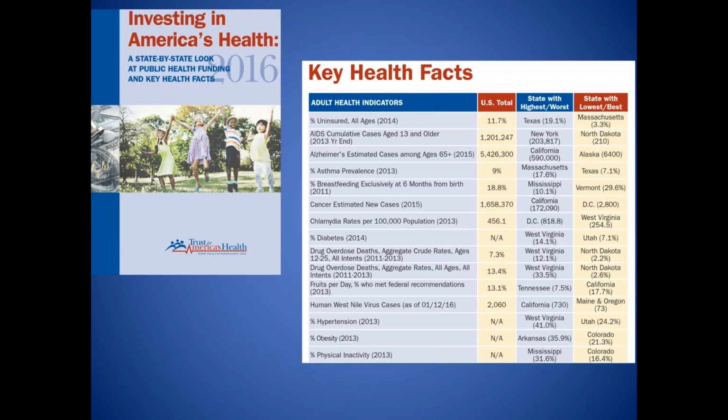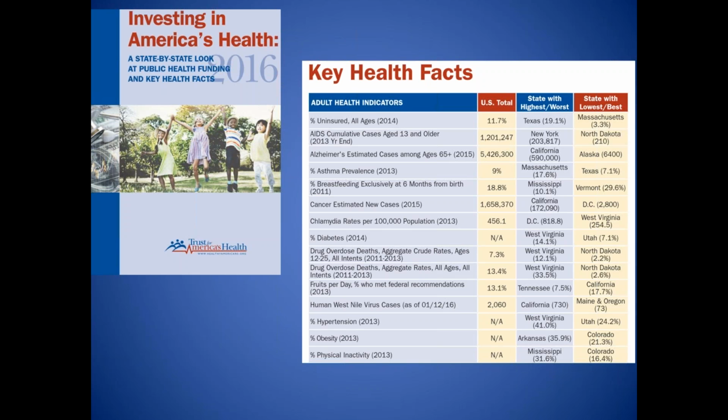In thinking about it, I thought I'd share with you some information from the Trust for America's Health. And as you can see, we do have wide variation in specific measures of the population. The final two columns of the table, of course, being the highest or worst rates, followed by the states with the lowest or best rates. As you can see, as an example, under uninsured population, we have variation between 3.3 and 19.1%, with an overall average in the U.S. of 11.7%.